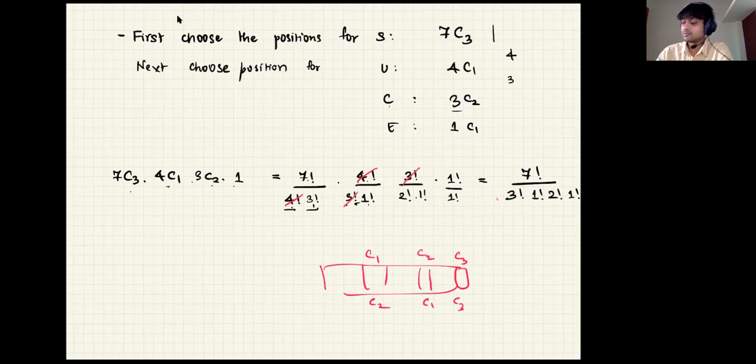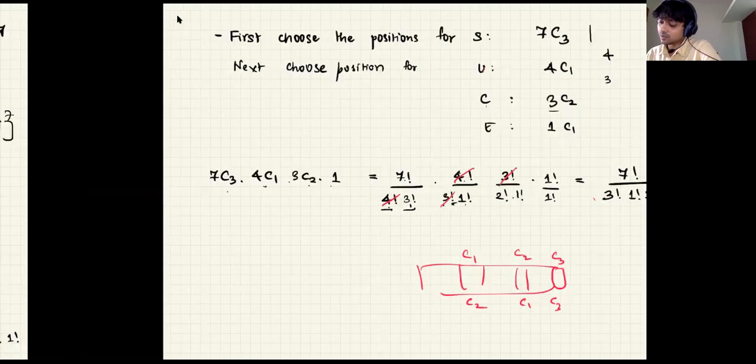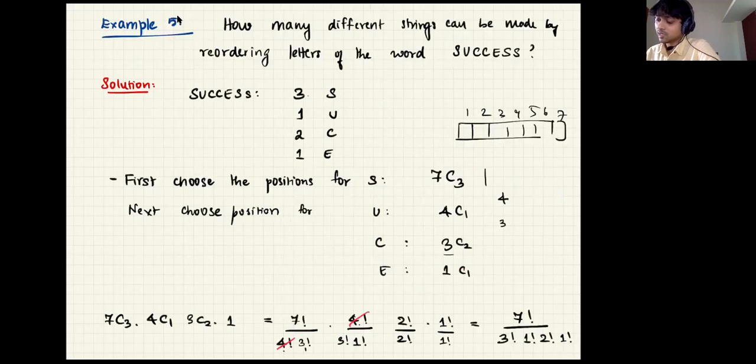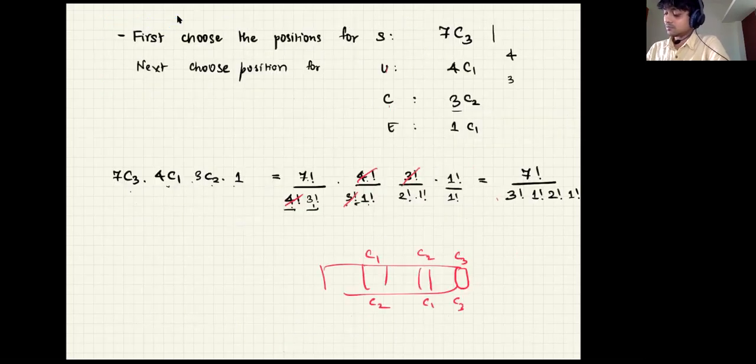Then from the remaining, you look at the same argument for S. There are 3 S's, and the same thing. No, no, that's all. Only S and C are repeating. So you will get 7 factorial by 3 factorial into 2 factorial. Yeah, sorry, this was S.